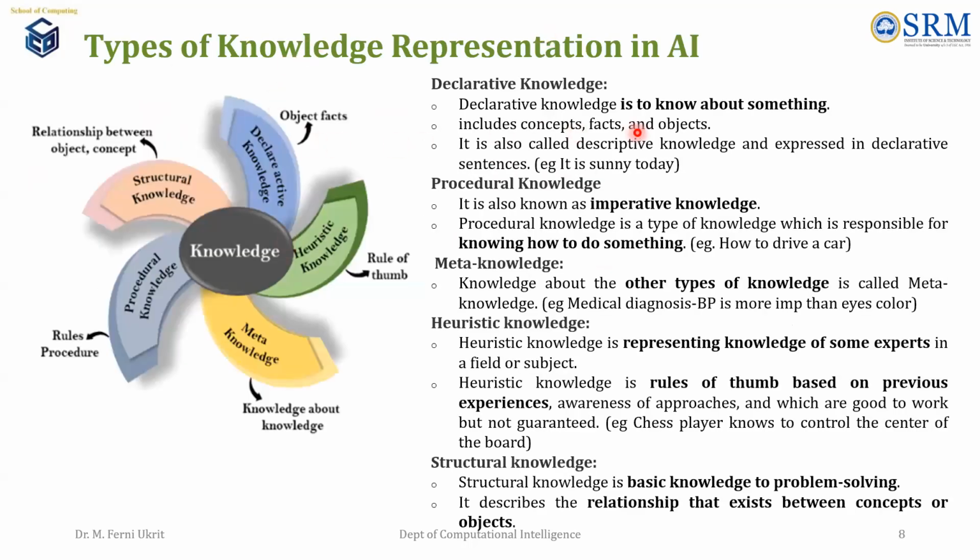So, types of knowledge representation in AI. There are declarative knowledge, procedural knowledge, meta knowledge, heuristic knowledge, and structural knowledge. There are 5 kinds of knowledge here. So we will see it one by one.